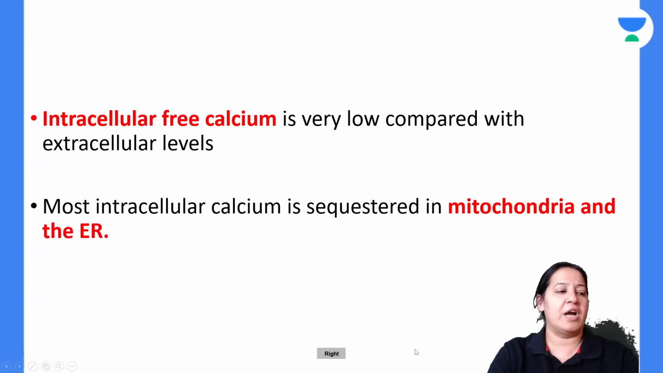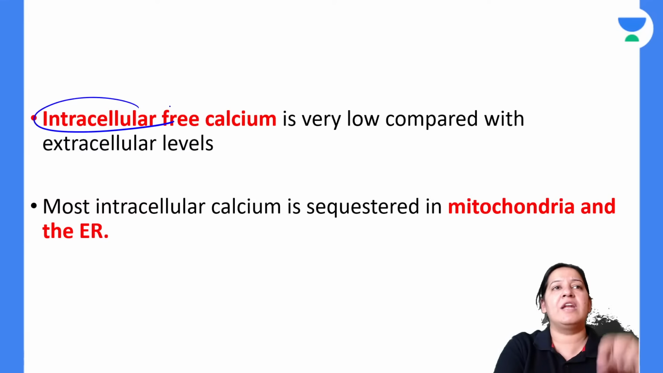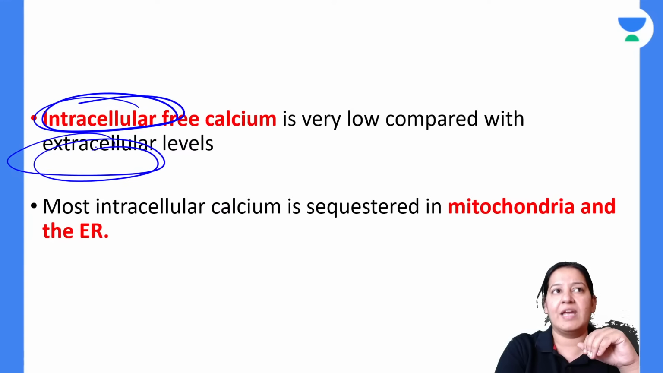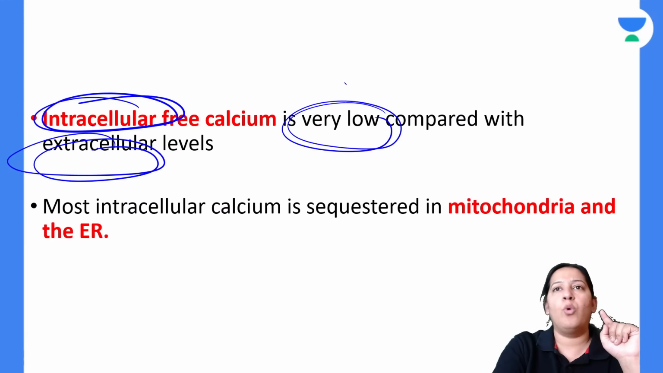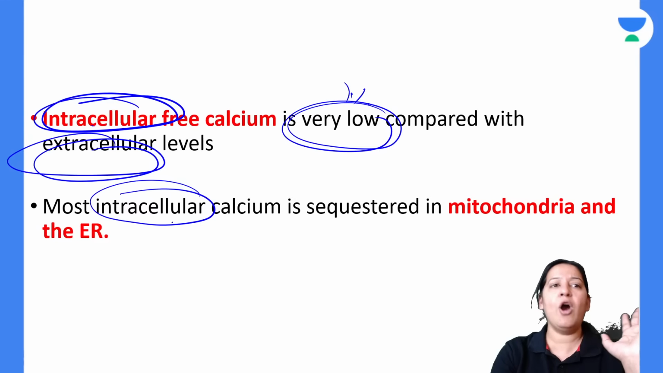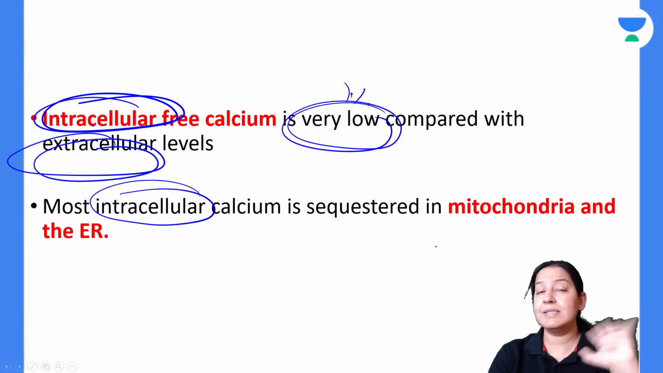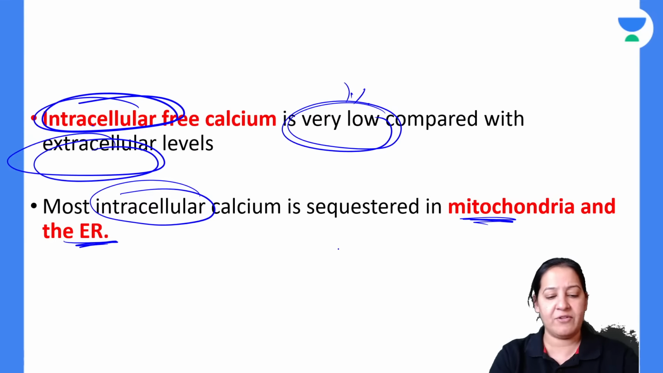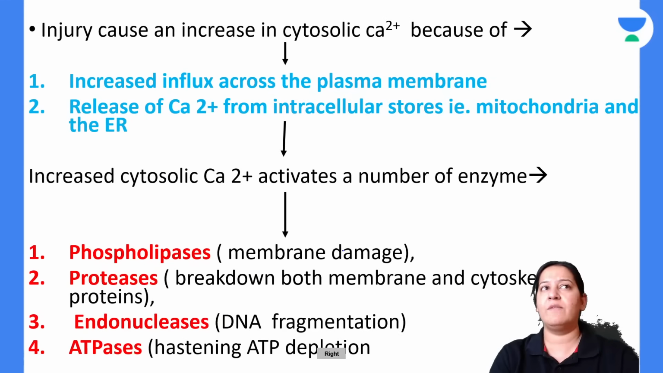So see the flow chart. Maximum calcium is present extracellularly. Intracellular concentration is very low, only 1% as compared to extracellular. We know it. And intracellularly also, it is not present in the cell cytoplasm. It is present in mitochondria and in endoplasmic reticulum. Have you got it? So we can see it.